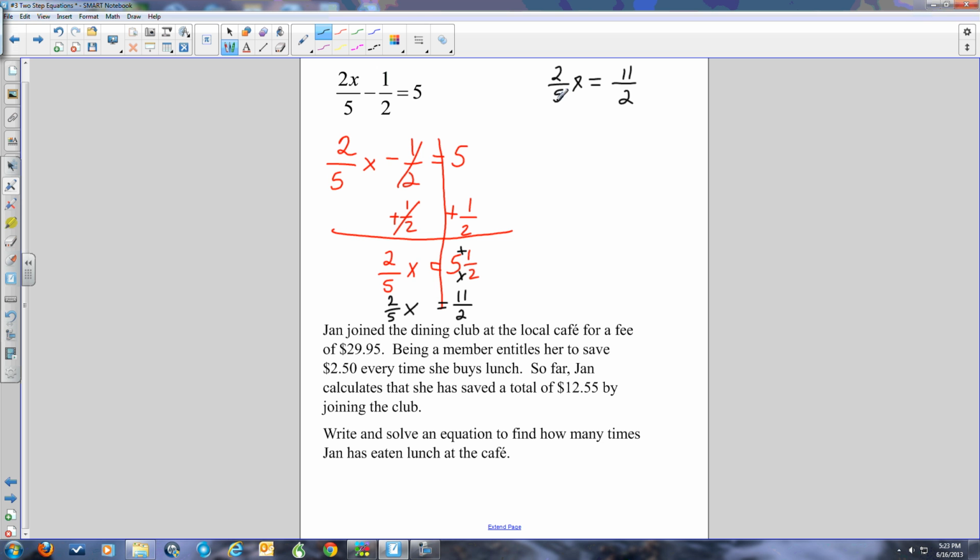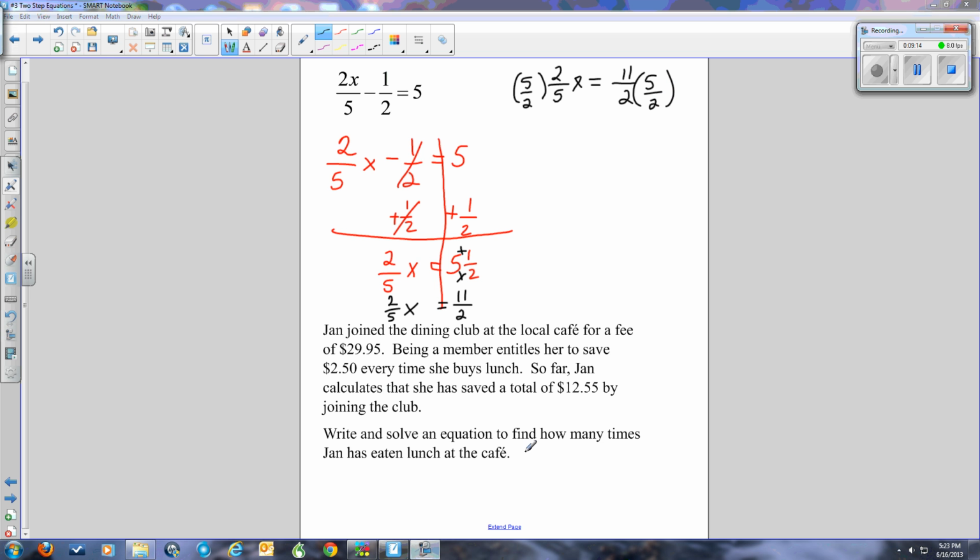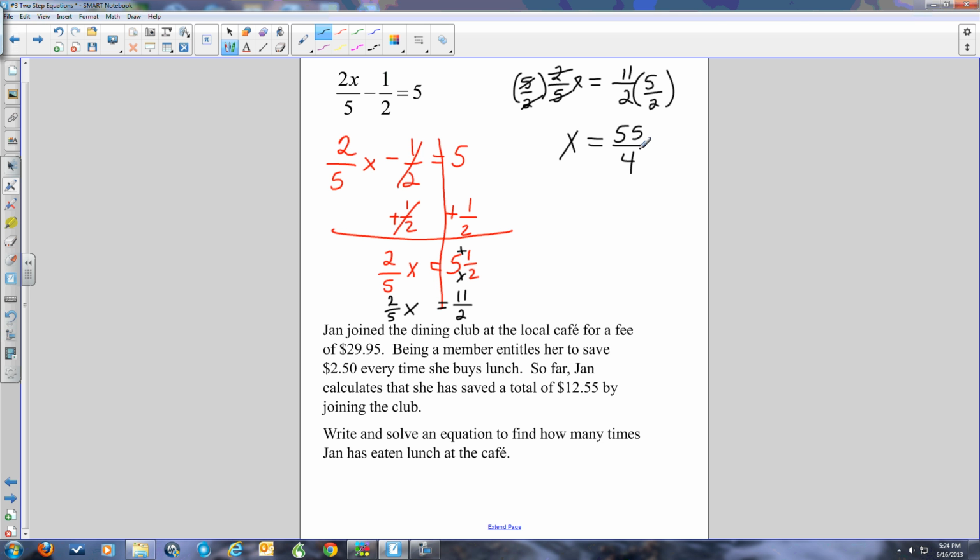So now, let's go ahead and get rid of the 2/5 that's in front of the x. Remember, when you have a fraction multiplying a variable, and you want to get rid of it, multiply by the reciprocal on each side. That's the same as dividing by the fraction. So now the 5's and the 2's cancel, and we just have x equals, and we can multiply right across. 11 times 5 is 55, and 2 times 2 is 4. And so we have 55/4 for our answer.